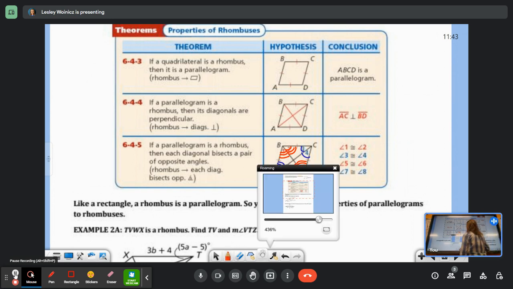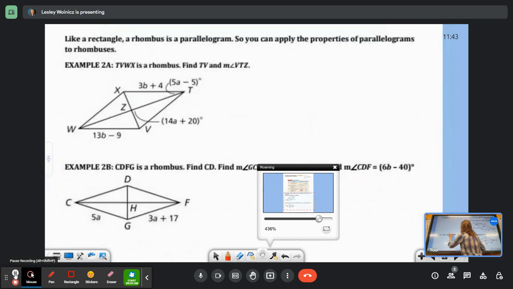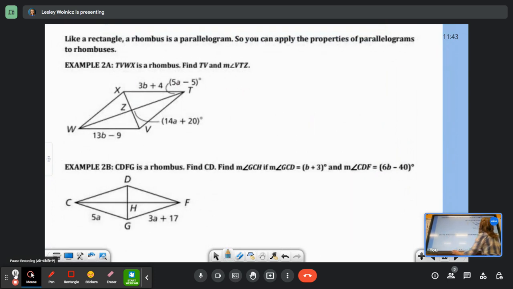All right, let's try some problems. Like a rectangle, a rhombus is a parallelogram, so you can apply the properties of parallelograms to rhombi. We know that this figure is a rhombus, so we have to find TV and the measure of angle VTZ. TV is this one, and angle VTZ is this little guy.